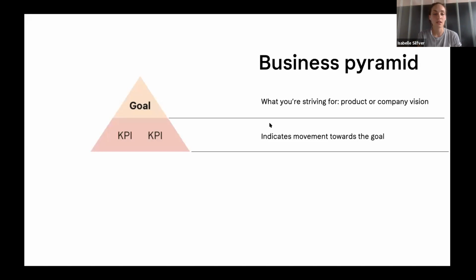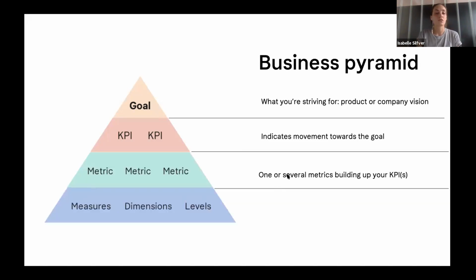I wouldn't say more than 2 or 3 maximum, but it should indicate the movement you have towards the goal that you're striving for. A KPI can then also be built on several metrics, and every metric has a measure that you need to know where it comes from. And then essentially which data source is looking at, what is the dimension, are you looking at users, are you looking at sessions, are you looking at different things that you want to understand the success and the movement towards the top of this pyramid.